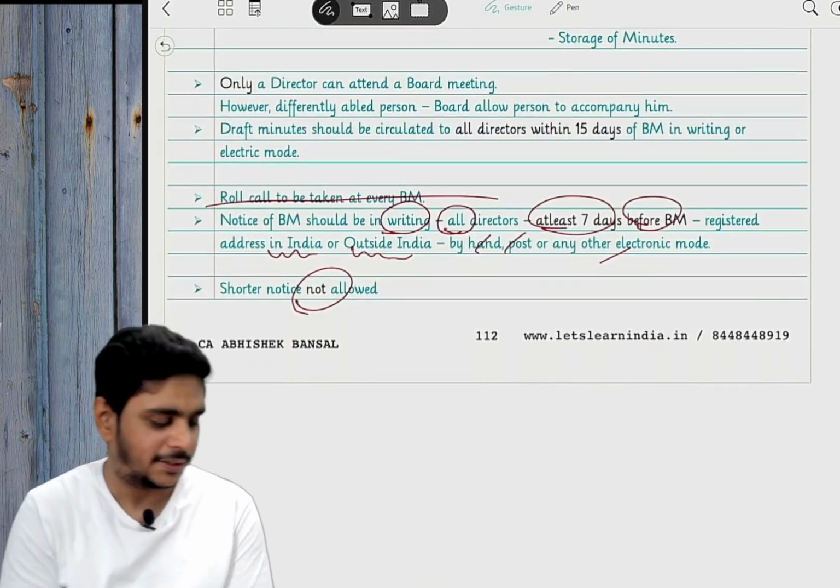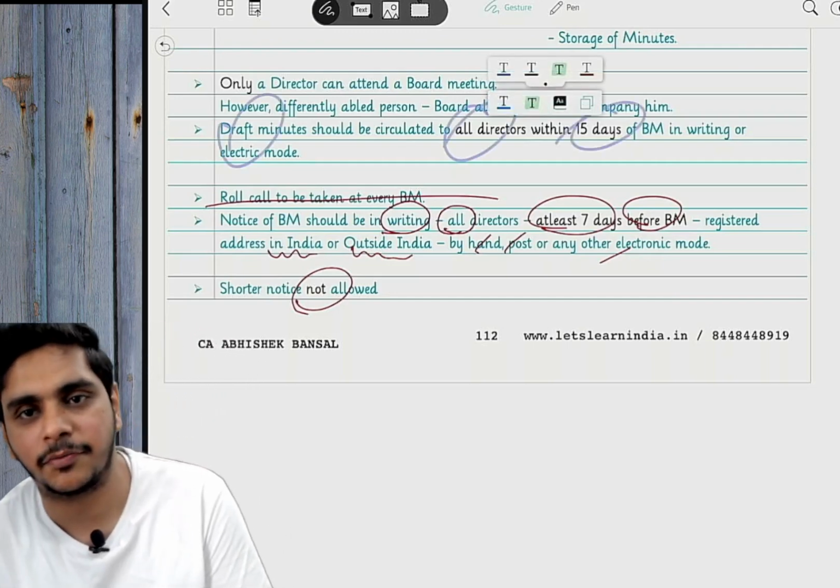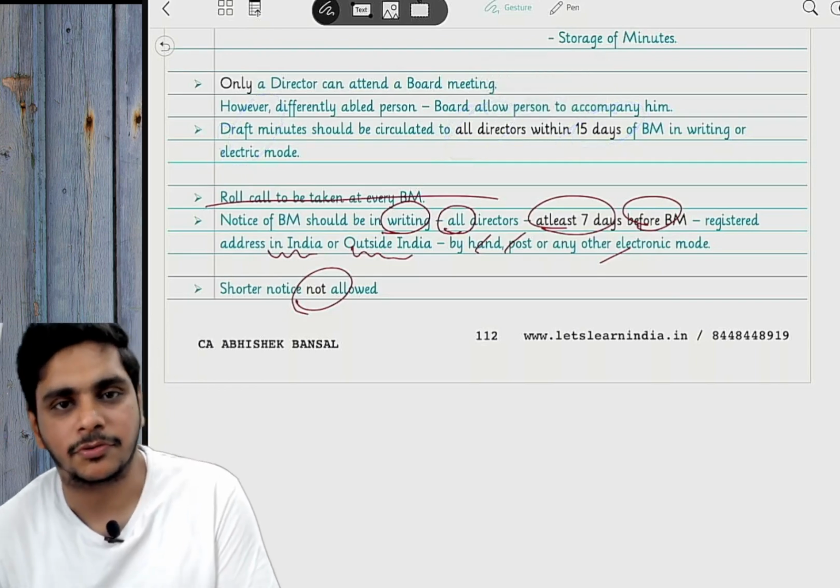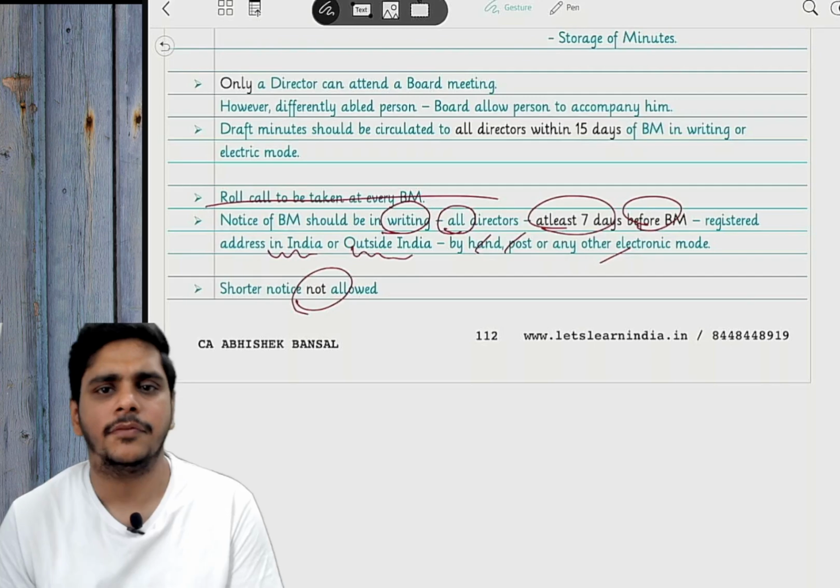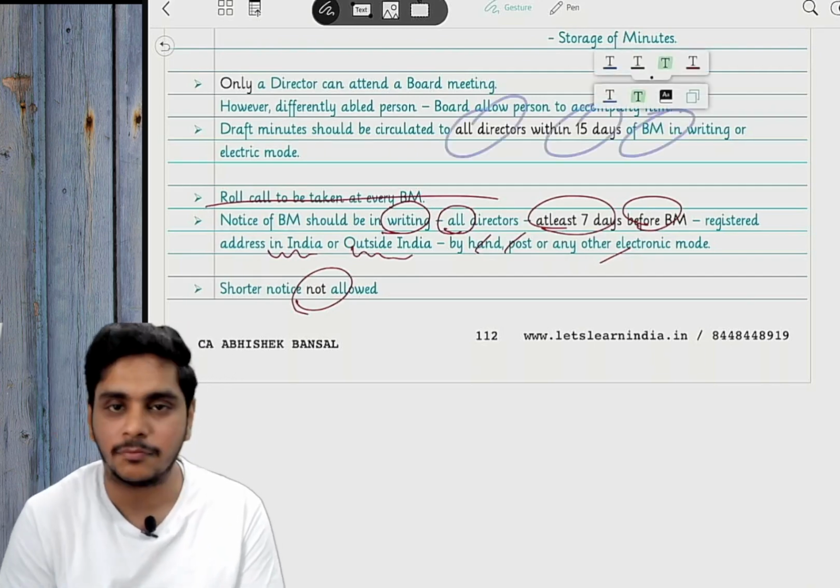Then the draft minutes should be circulated to all the directors within 15 days of the board meeting, in writing or electronic mode. Draft minutes should be circulated to all within 15 days of the board meeting. Clear?